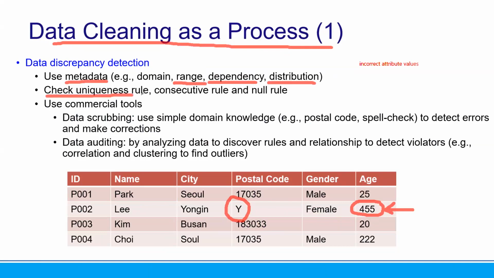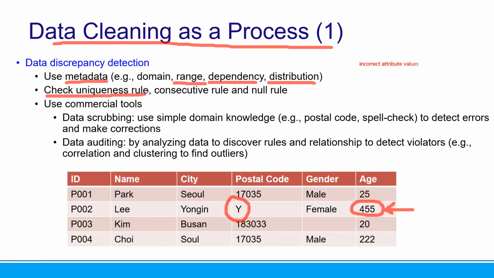We need to check the uniqueness rule. Uniqueness. Every data might be unique. Let's say if you have the postal code, it will be unique. One number will be only for one specific area.